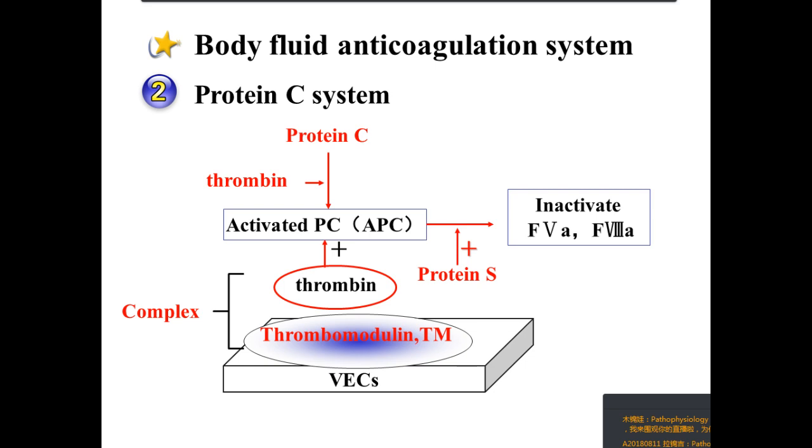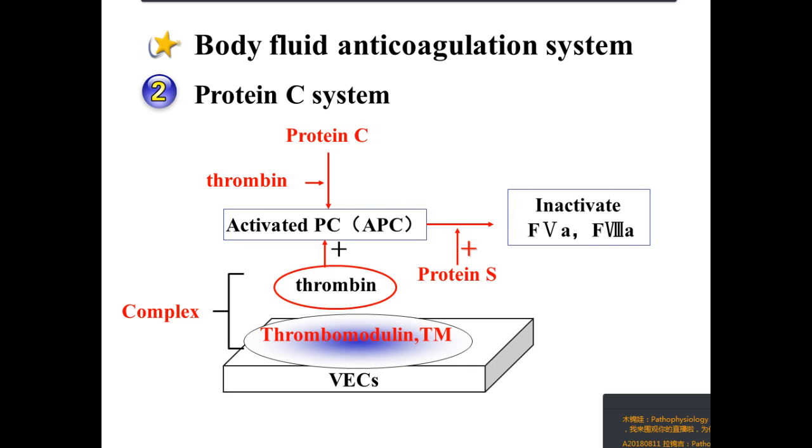Tm is released by VEC, vascular endothelial cells. Its function: it can combine with thrombin and inhibit the activity of thrombin. Tm also can stimulate protein C to form activated protein C. So Tm has anticoagulation function.